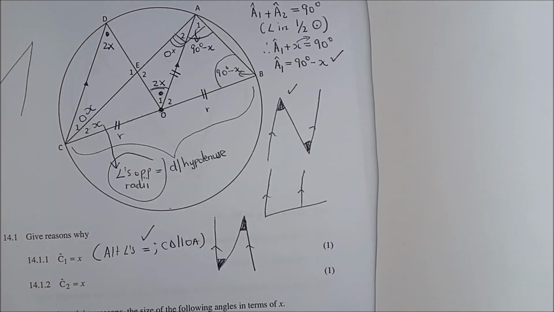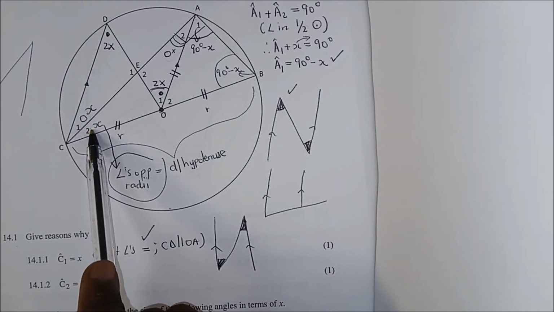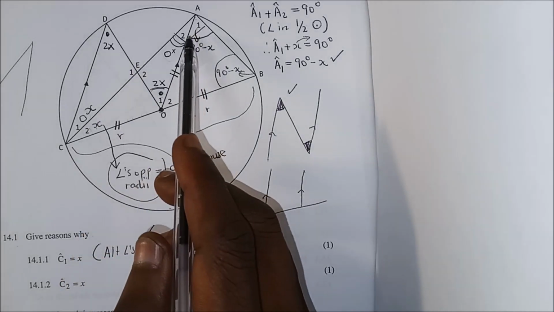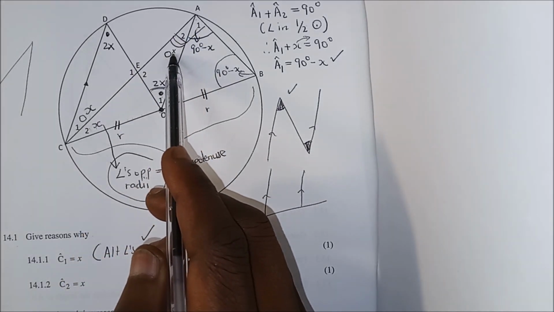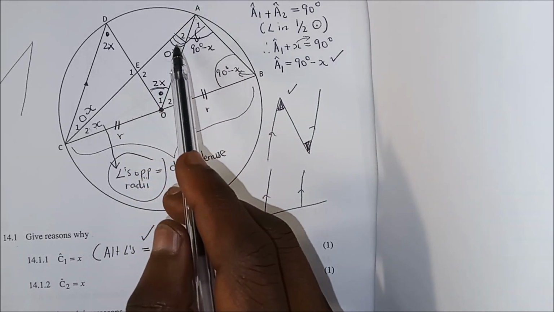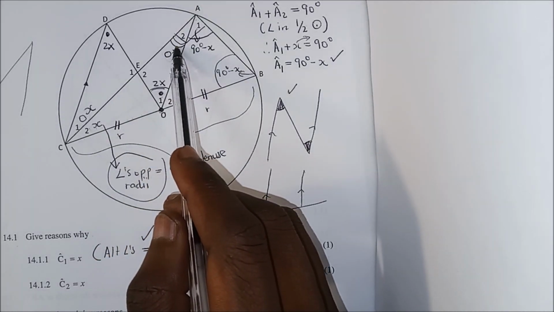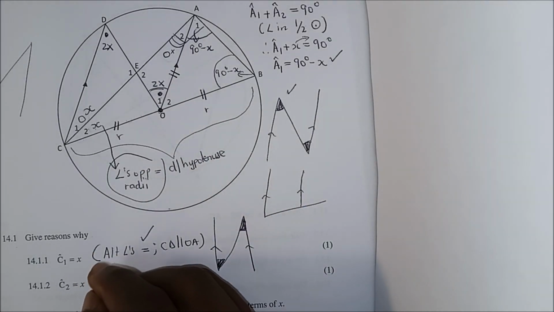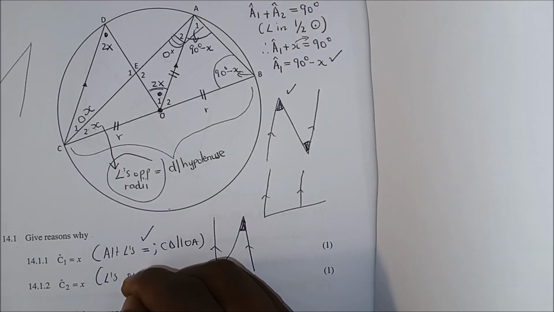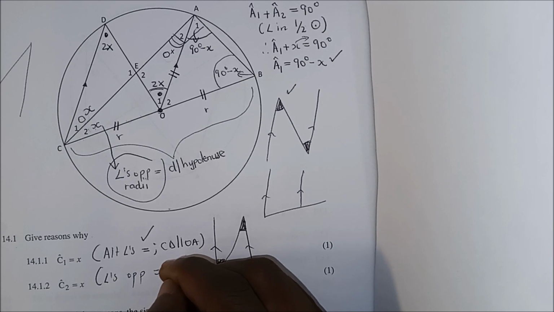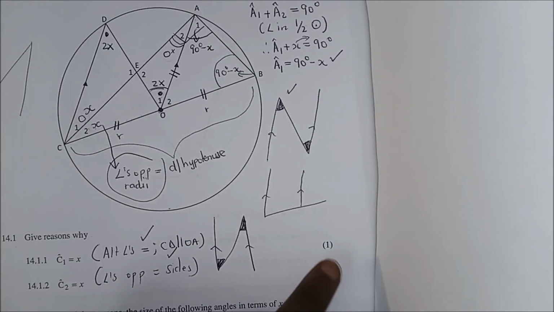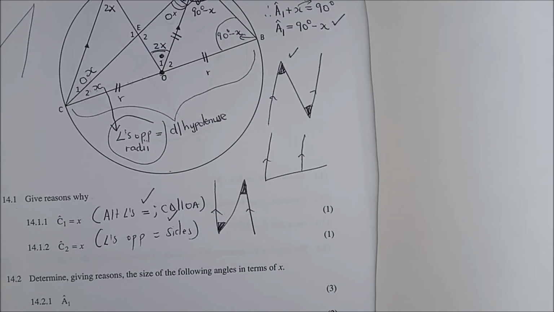Now let's do C2: give a reason why C2 is equal to x. What did we say about C2? Remember we said C2 is equal to A2, and A2 is x, it was given. So C2 equals A2. Why? Remember, we have an isosceles triangle, so the reason will be angles opposite equal sides. And that's how you get your 2 marks.